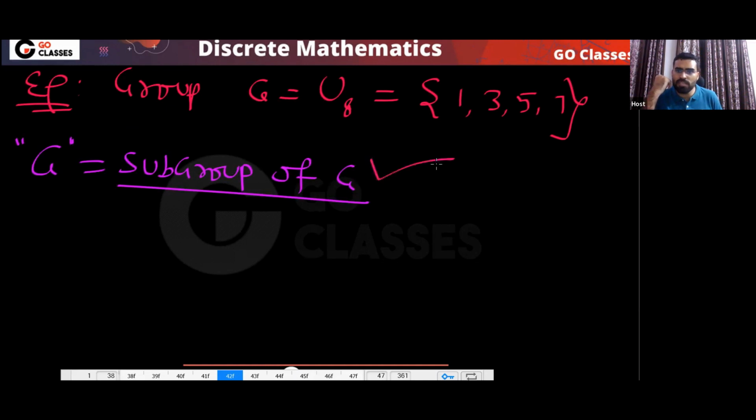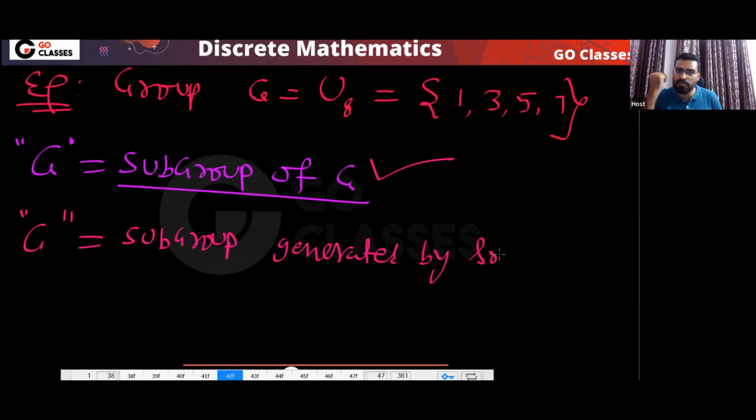Yes, G is a subgroup of G. But can I say G is generated by some element? Can I say G is the subgroup generated by some element? Some element. Tell me. Just think about it.